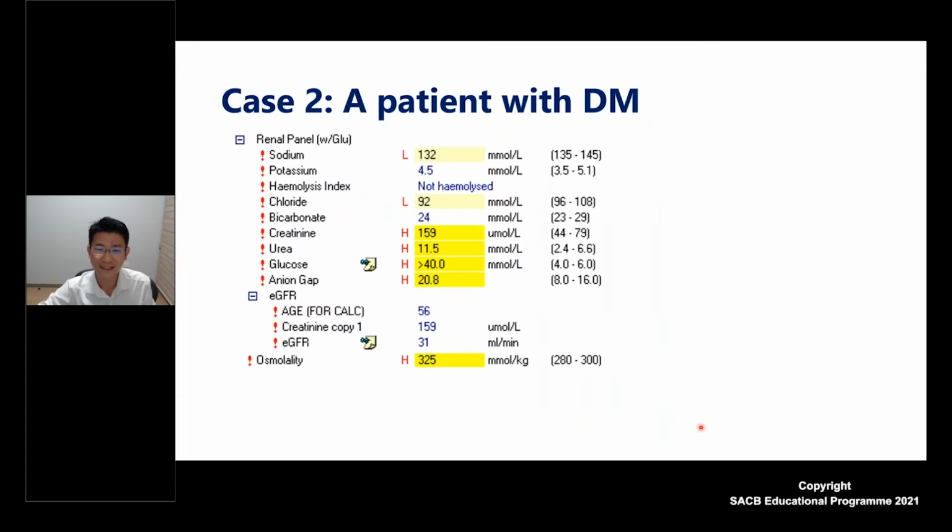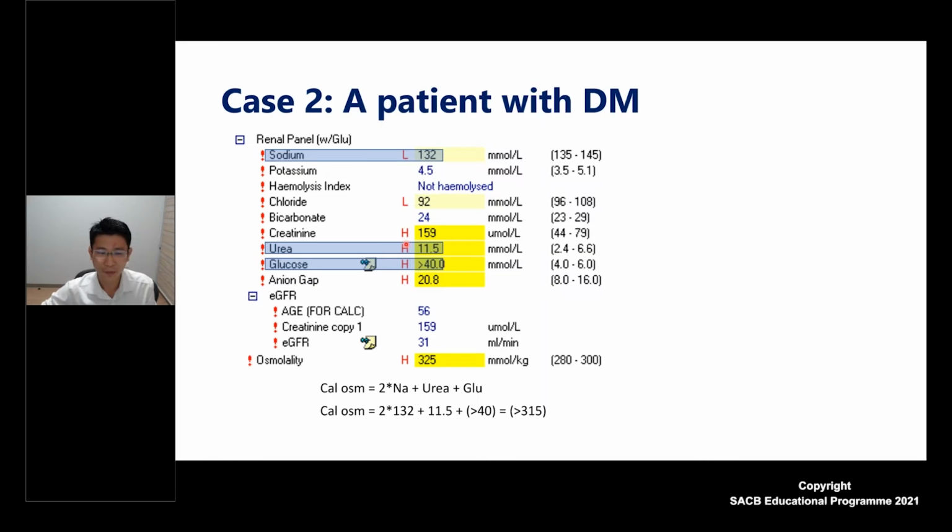You have this case where the sodium is 132, urea 11.5, glucose 40. In my lab, the CRI is up to 40, but if you have a raw instrument printout, you can just substitute in the right values. In this case, the calculated value is greater than 315, and our measured osmolality is 325. So they are quite similar.